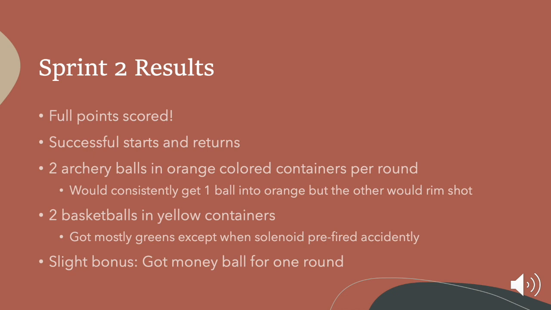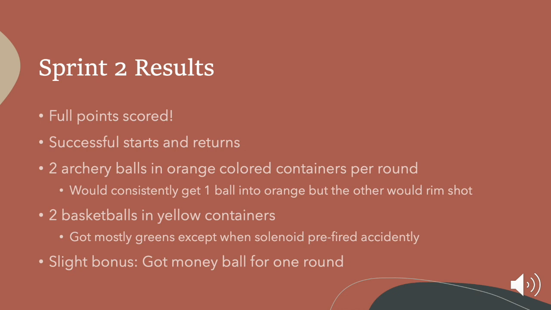And our Sprint 2 results were also very promising. We were able to receive full points with a successful start and return for all except for the last one, where the return went a little bit too far. Our archery would get 1 ball into the orange consistently, while the other would rim shot. The basketballs would mostly go into green, except for when the solenoid misfired on the last round, getting into, I believe, yellow. And a slight bonus was that we got the money ball to work for one of the rounds.